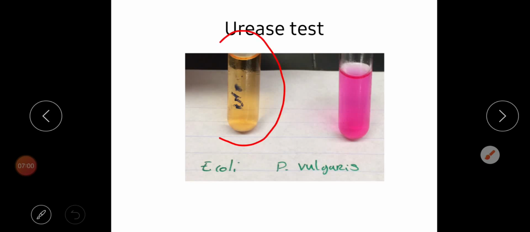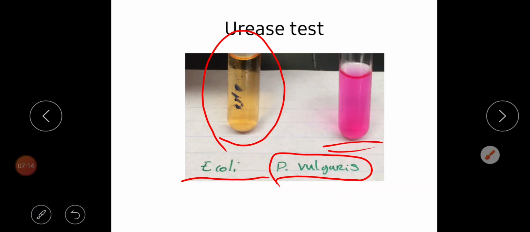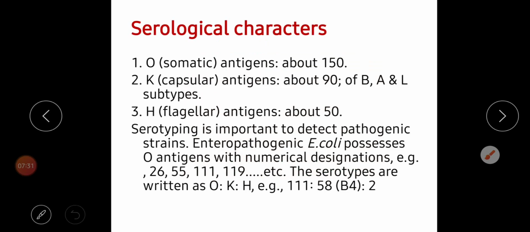Now, they are urease negative. E. coli are urease negative, and they do not produce H2S. This is the urease test. The negative test will remain yellow in color, while the positive test, like Proteus vulgaris, will change to pink color. Regarding our microorganism today, E. coli, it will be urease negative. Okay? Klebsiella will be urease positive. We will see this later on.